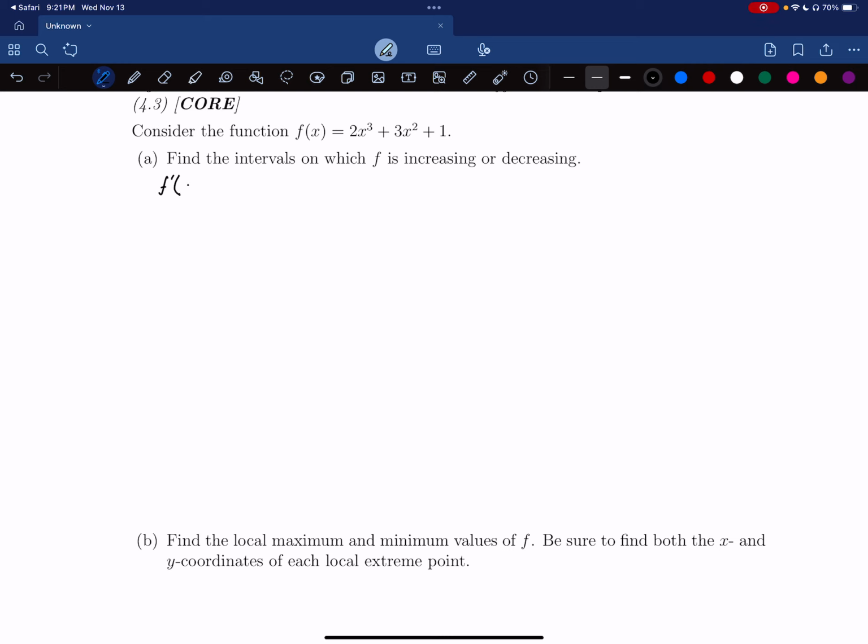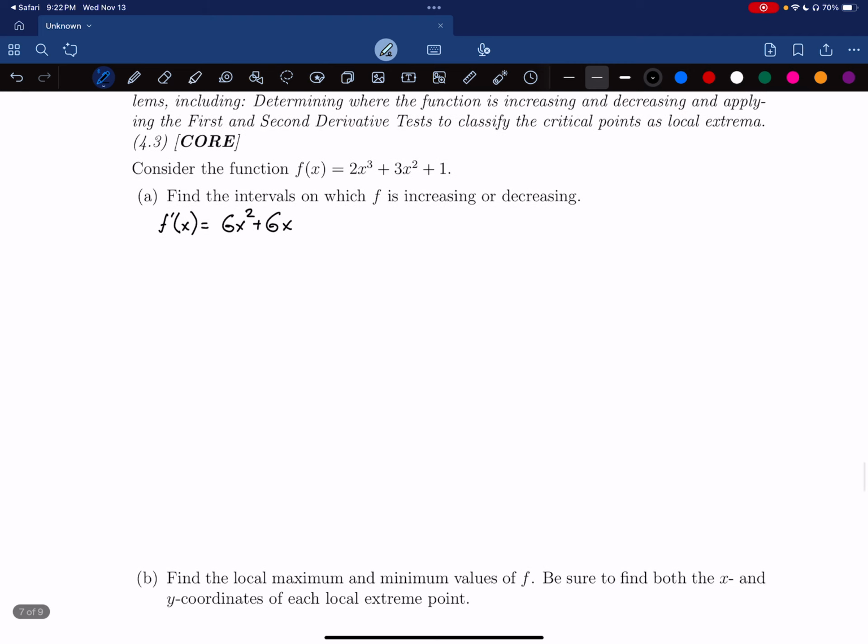We'll have that f prime of x is going to be equal to 6x squared plus 6x. That's just from the power rule. And to find when a function changes direction, that'll happen when the slope is 0. Say I have some function that looks like this. This is the point where the slope is 0. We can see that it's going from decreasing to increasing. So that's pretty much what we're doing here.